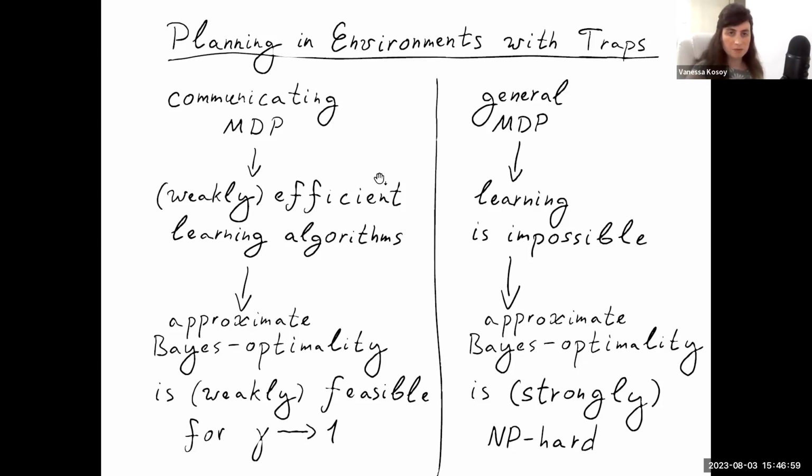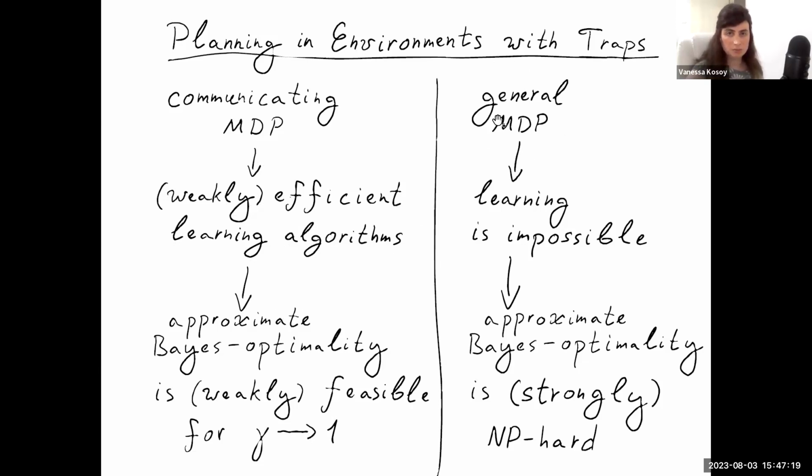Why? Because it's a trivial fact in reinforcement learning theory that if you have algorithms with a sublinear regret bound, then as the planning horizon becomes longer and longer, the algorithm becomes closer and closer to Bayes optimal. So we can approximate Bayes optimality.